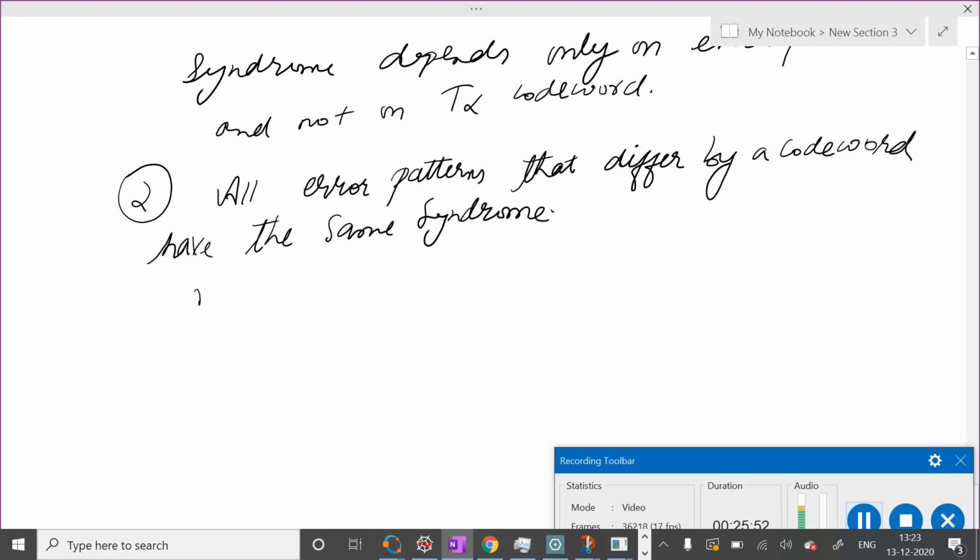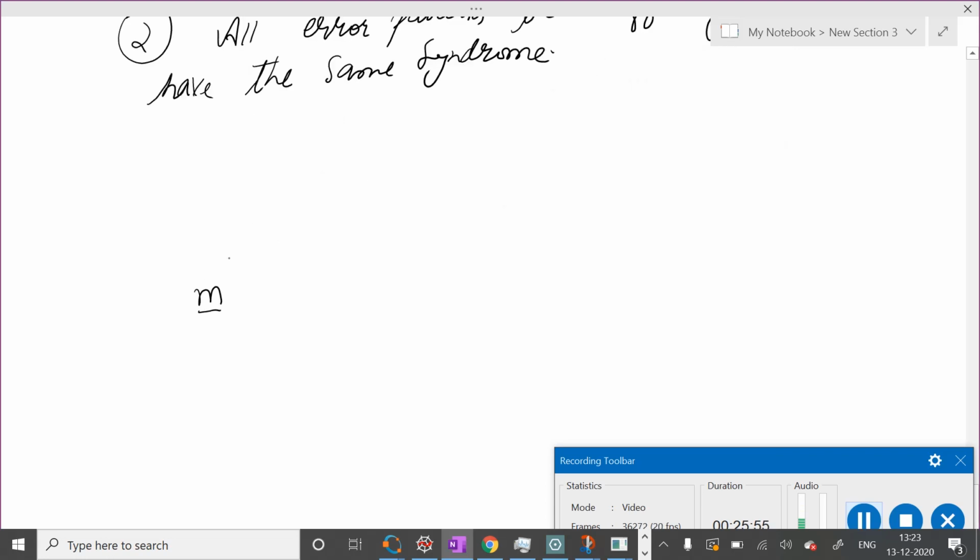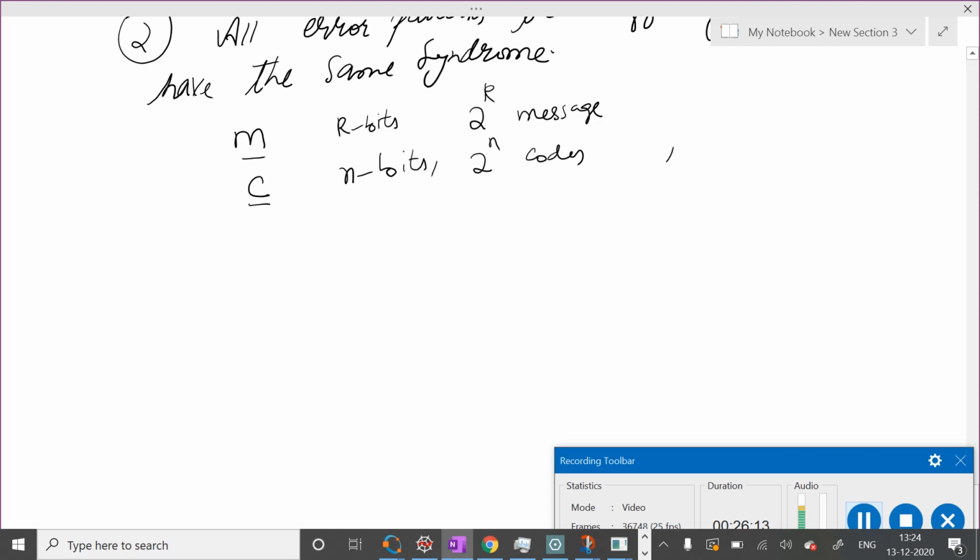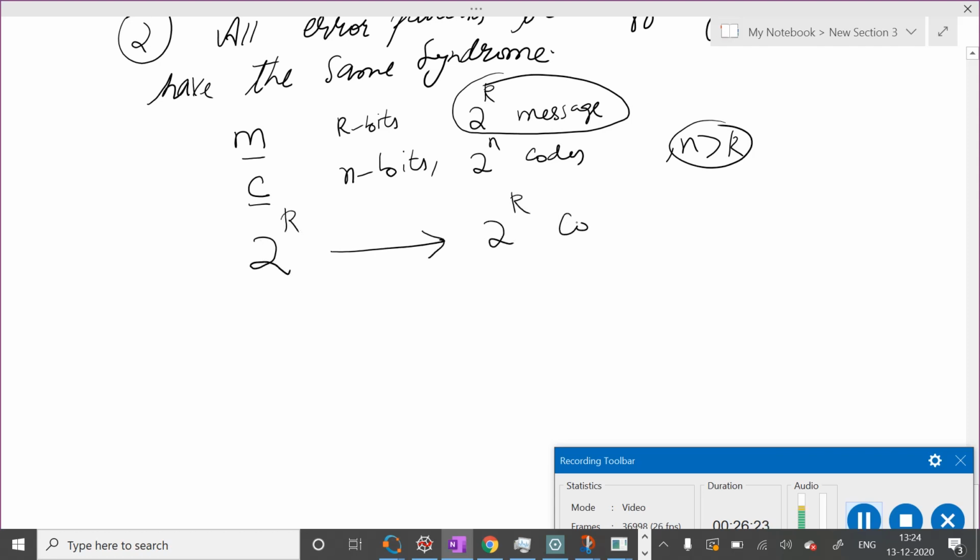You have a message which is k bits, so you can have a total of 2 to the power k messages. Your code word C is actually n bits, so you could have 2 to the power n words, since n is greater than k, but you have only 2 to the power k messages. Corresponding to each message, you have one code word. So you have actually 2 to the power k code words only, right?